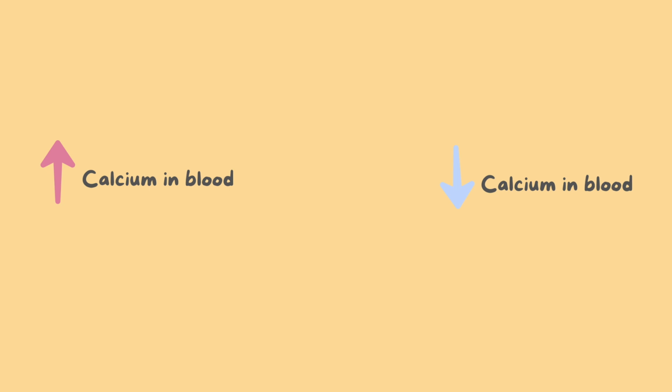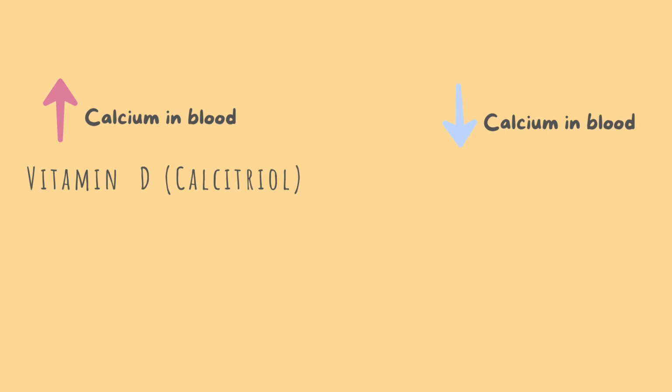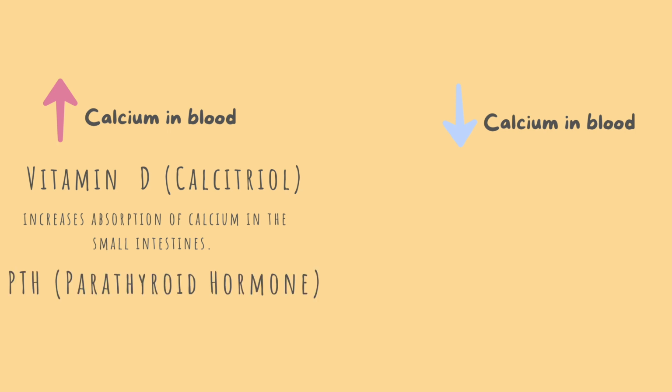So lastly, let's look at 3 common hormones that will change calcium levels in the blood, starting off with those that increase calcium levels in the blood. Vitamin D, also known as calcitriol. So calcitriol is the bioactive form of vitamin D. Vitamin D increases absorption of calcium in the small intestines. And where does this calcium go? It goes straight into the blood. So it raises calcium levels in the blood. PTH, or parathyroid hormone, also increases calcium in the blood by increasing the quantity and the activity of osteoclasts.